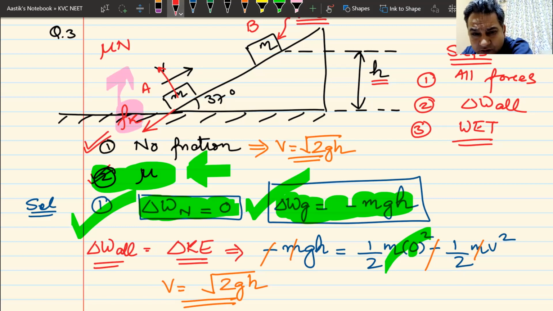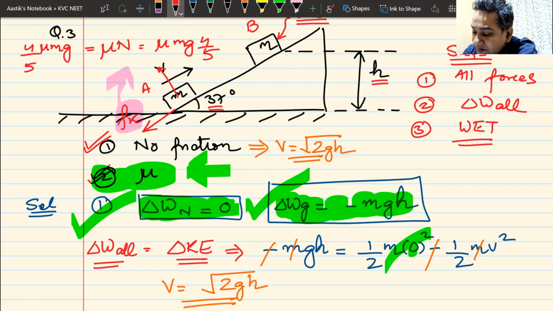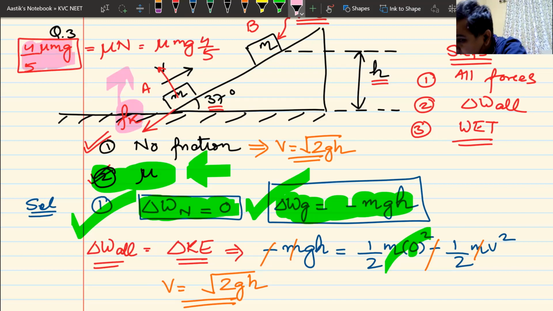N is always mg cos theta in this case. So it will be equal to mu into mg into cos theta. Cos of 37 is 4 by 5. So this frictional force simply becomes 4 by 5 mu mg. We all understand this? Can I have some raised hand that we understand this, sir? We have calculated the value of frictional force, mu mg cos theta, 4 by 5 mu mg. Well done.